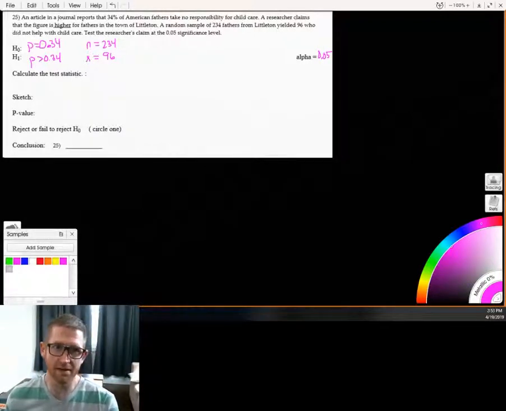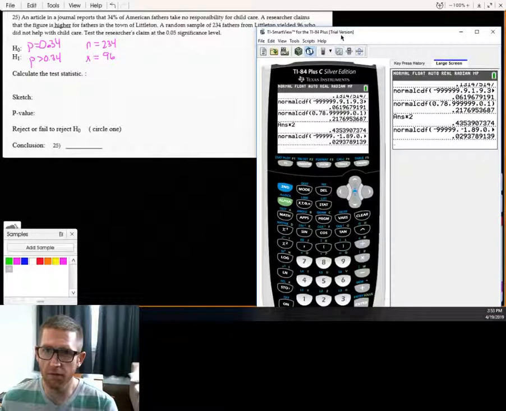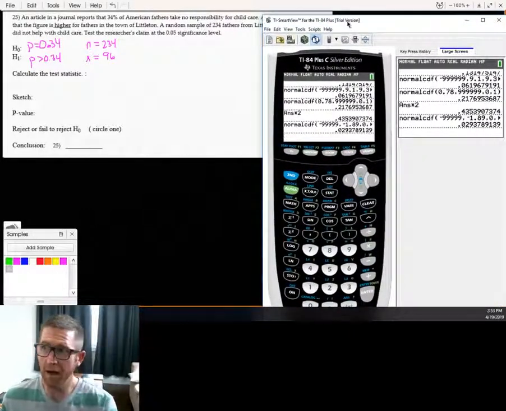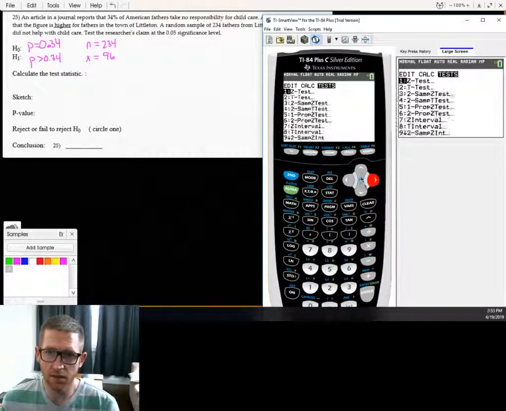We can calculate the test statistic, make a sketch, and spit out the p-value. Now the calculator can actually do all of that for us if we run a hypothesis test in the calculator, which is nice. So we can do this. It is a proportion, so 1 prop z test.